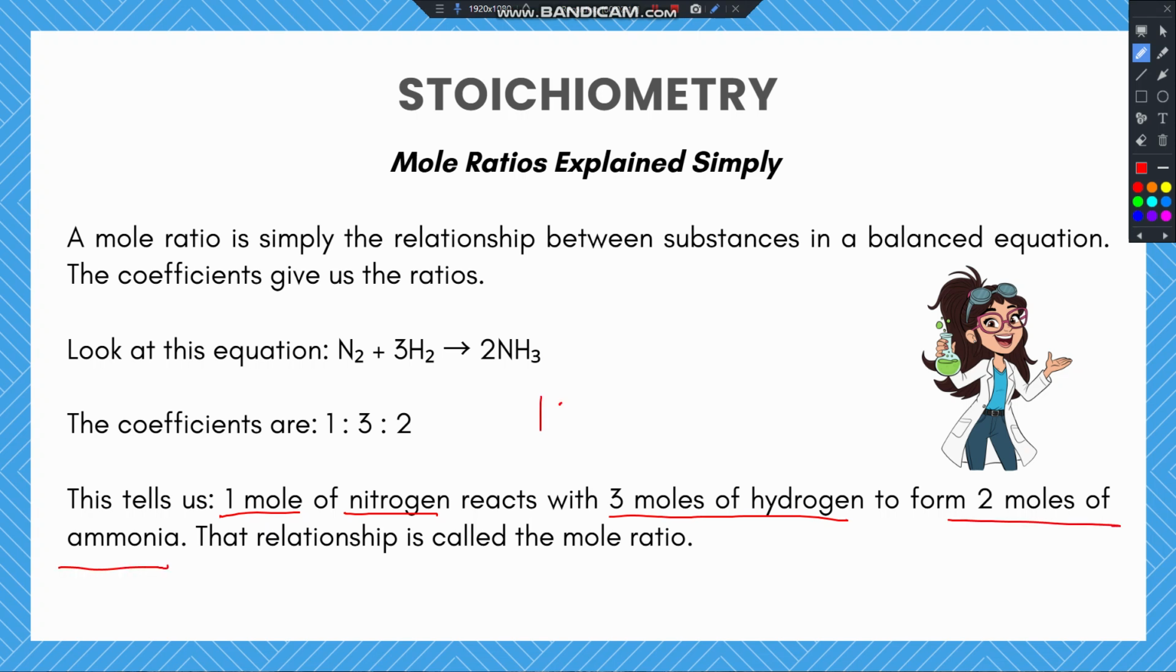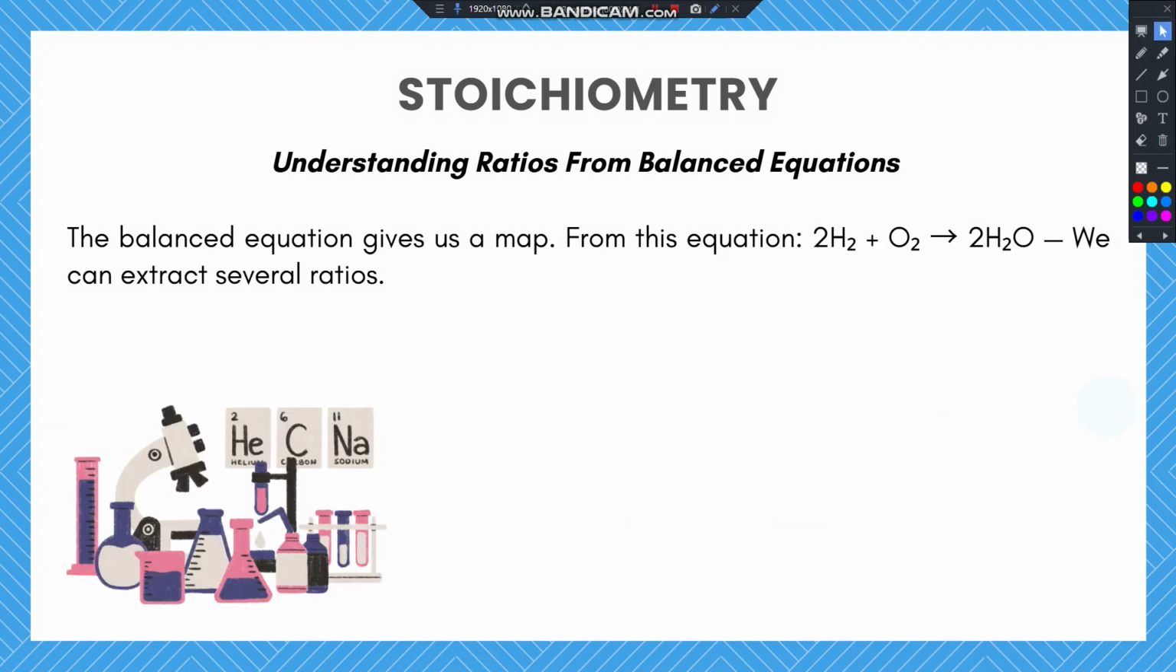The mole ratio is 1:3:2. Remember, 1 belongs to nitrogen, 3 belongs to hydrogen, and 2 belongs to ammonia, NH3. So we have 1 mole of nitrogen reacting with 3 moles of hydrogen to produce 2 moles of ammonia. And we were able to depict that statement because of the mole ratio. So the mole ratio is very, very important where you have chemical calculations that involve chemical equations. That balanced chemical equation gives us a map, and that map helps us to depict the mole ratio.